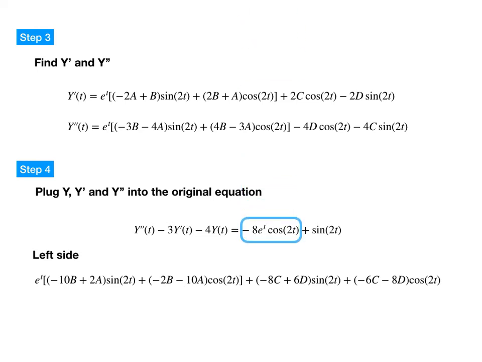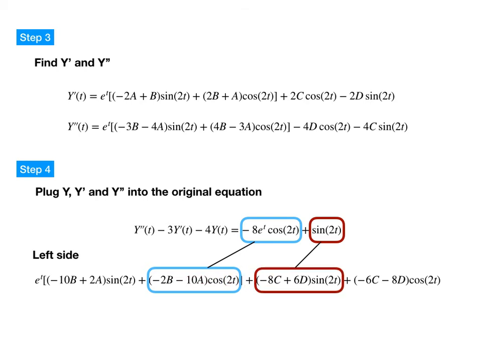Now we look at the right side. The right side, first part, we have e to the t, cosine 2t, with negative 8 as the coefficient. Then we're going to match this with this part of the left side. And then you have sine of 2t here. It will match with this part of the left side. Okay, and you can see that the coefficients of this part have to equal negative a, and the coefficients of this part have to equal 1.